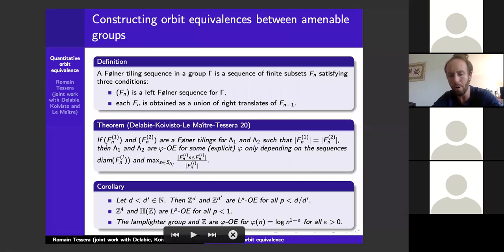And finally, for the Lamplighter, we knew that you couldn't do better than log because one has exponential growth and the other one has linear growth. And here what's happening is that with this construction again, you can get not exactly log, but any power of log which is less than 1. So it's not far from optimal.